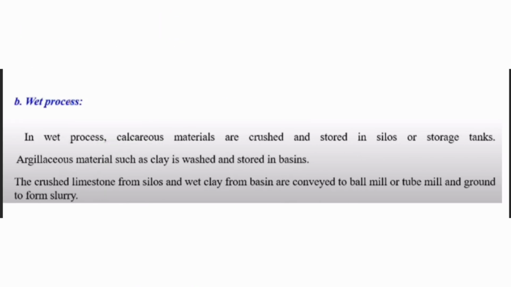And in the wet process, the calcareous material is crushed and stored in silos or the storage tank, and the argillaceous material is washed and stored in a basin. This crushed limestone from the silos and the wet clay from the basin are conveyed through a ball mill or a tube mill, and they are powdered and mixed to form a slurry.